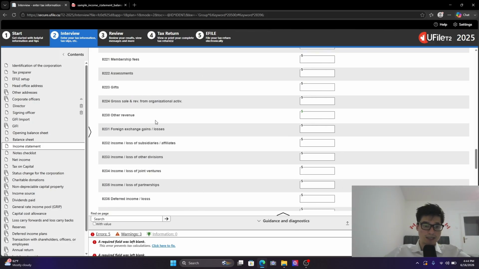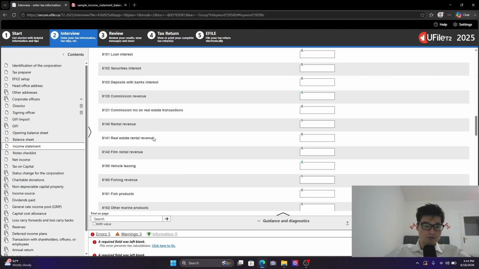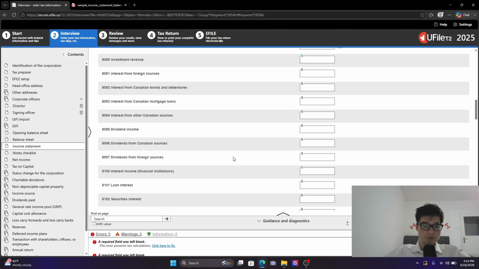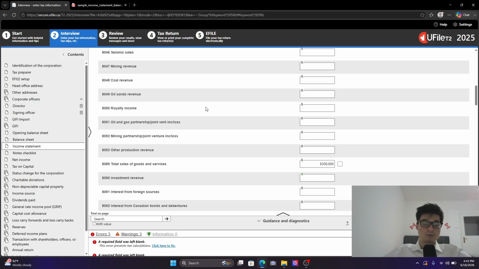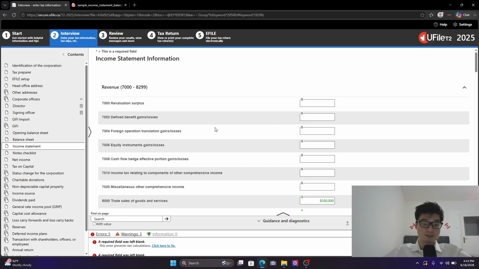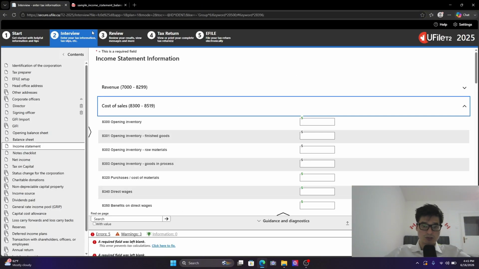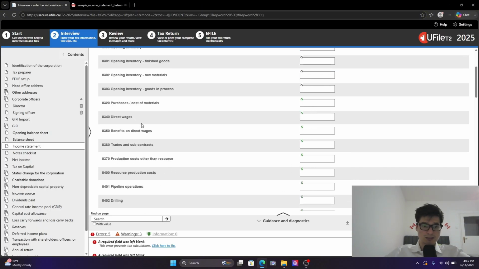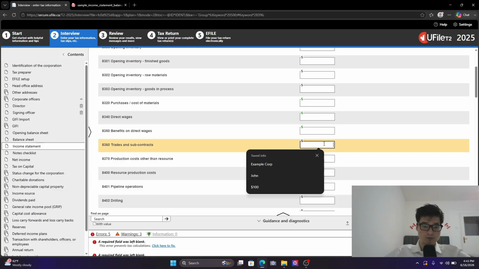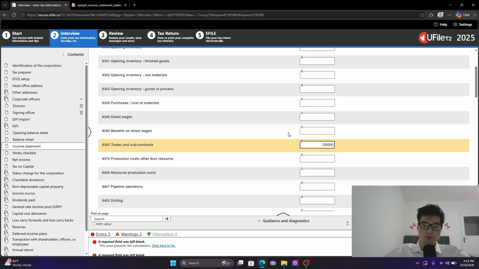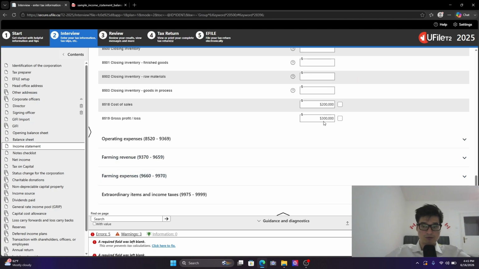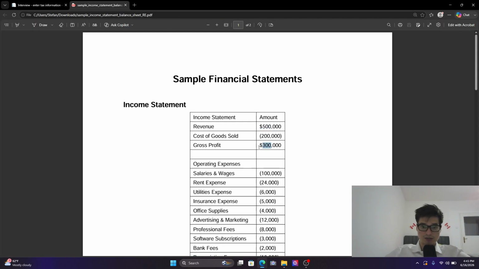So if you had any sort of FX gains or income from related parties, rental revenue, there will be different types of implications to your T2. So that's why this is important. But for most of you, it'll fall under your trades and goods. You'll continue to your cost of goods sold, in which case it'll either be your wages or maybe you contract it out to someone, and you'll go through here and you'll find your gross profit should match at 300,000.